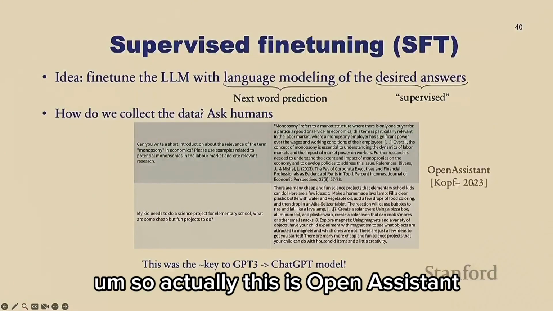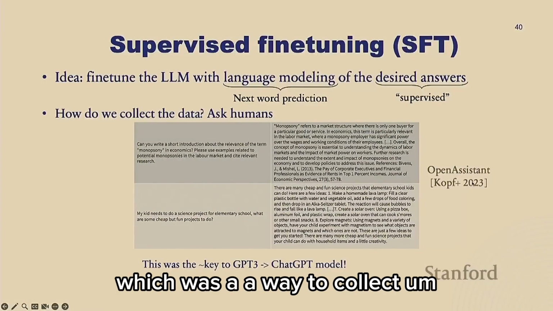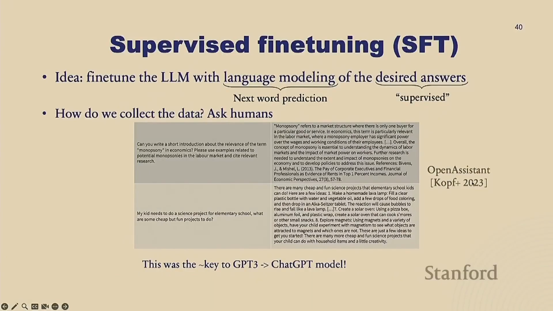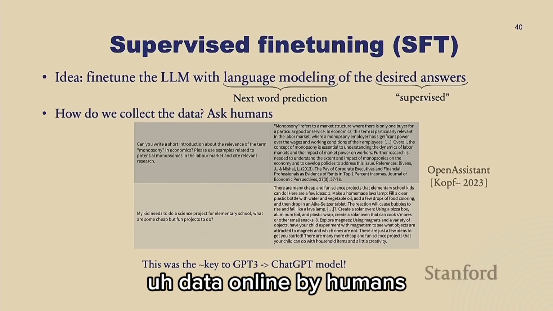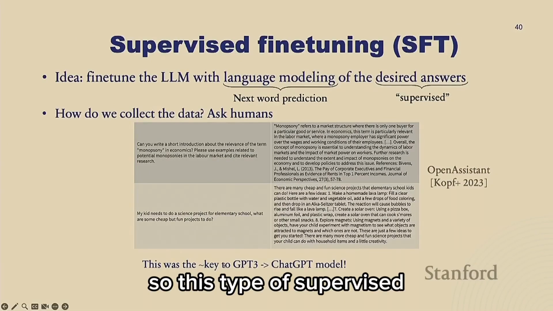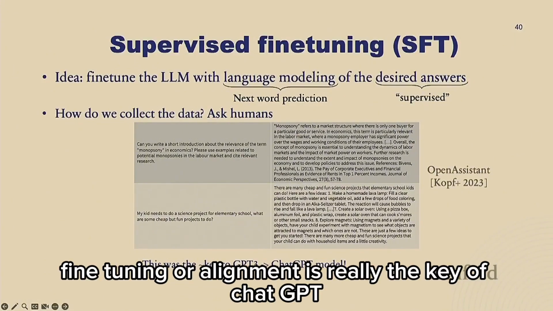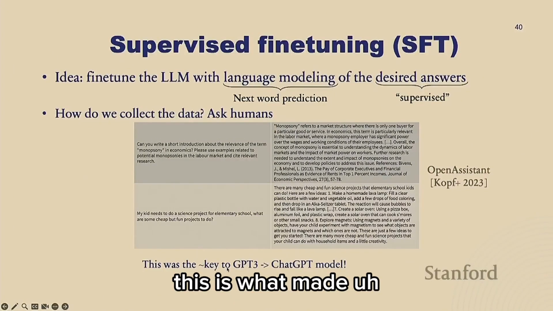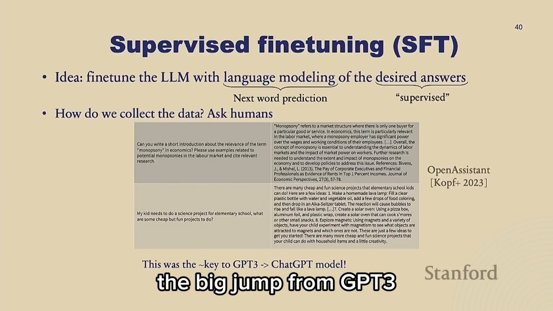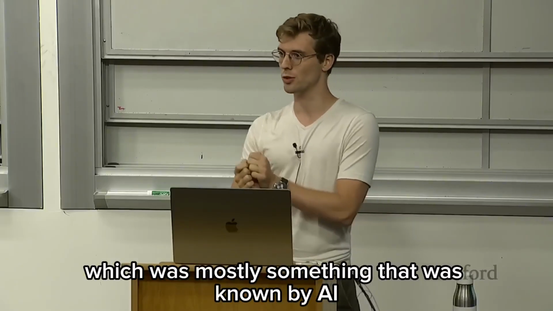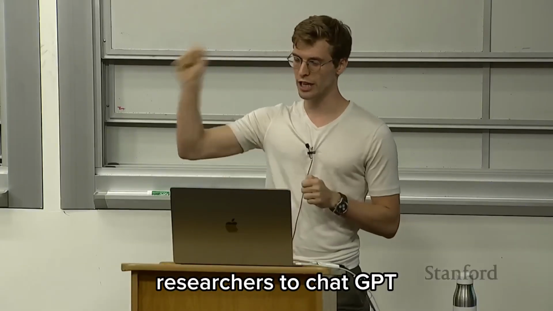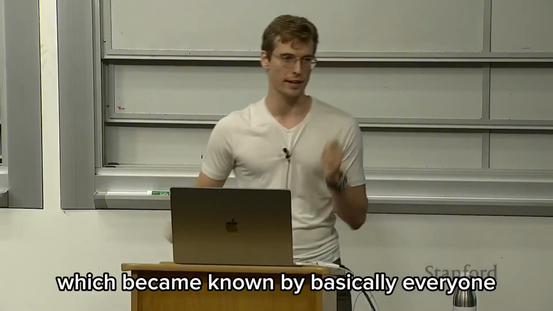Actually, this is Open Assistant, which was a way to collect data online from humans. So this type of supervised fine-tuning or alignment is really the key of ChatGPT. This is what made the big jump from GPT-3, which was mostly something that was known by AI researchers, to ChatGPT, which became known by basically everyone.